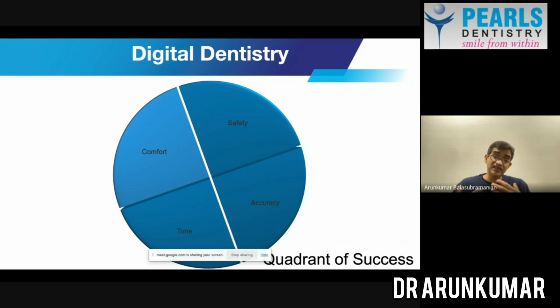So dentistry as well as digital dentistry, are they safe? Are we improving the accuracy? Why should we improve accuracy? Because only when we improve the accuracy, there is going to be a longer lasting restoration, a longer lasting dental work that can be provided, which is more safe and precise.